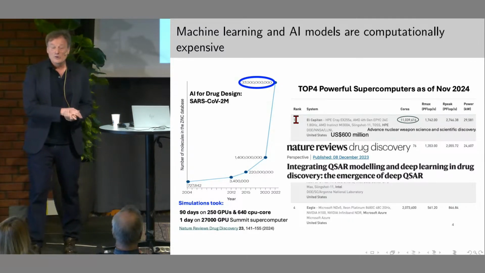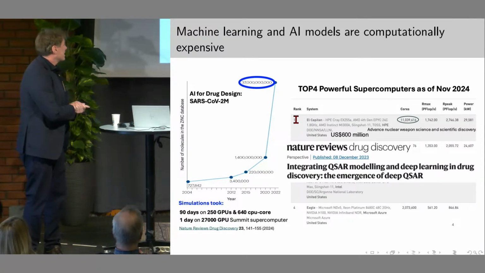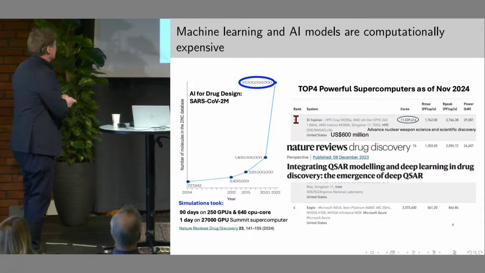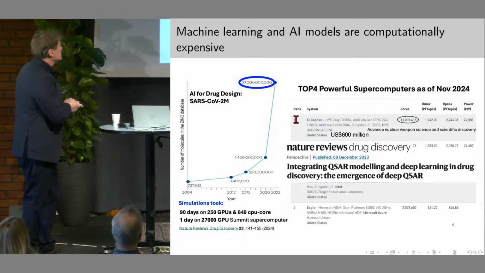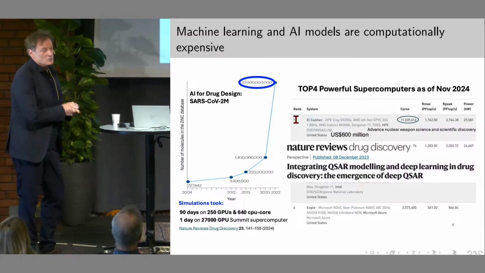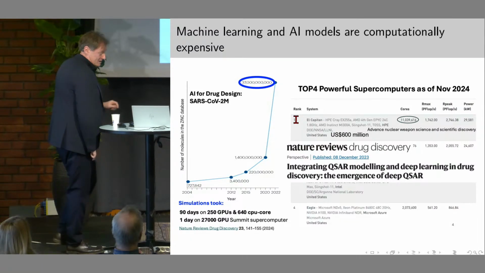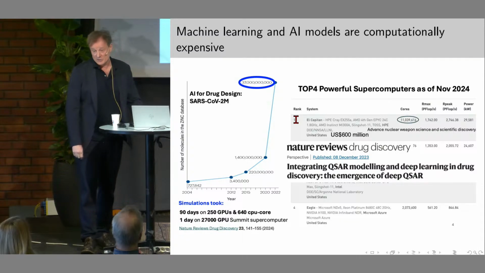So one of the reasons why we look after quantum computers: if you look at this calculation here of drug discovery, this is a calculation which ran for SARS, the COVID drug design, for 90 days on 250 GPUs and 640 CPU cores. Clearly this shows you that this type of computation is extremely demanding. So we're obviously looking for ways by which we can speed this up. And clearly, if you have a quantum computer, there is a promise that this calculation can be sped up.